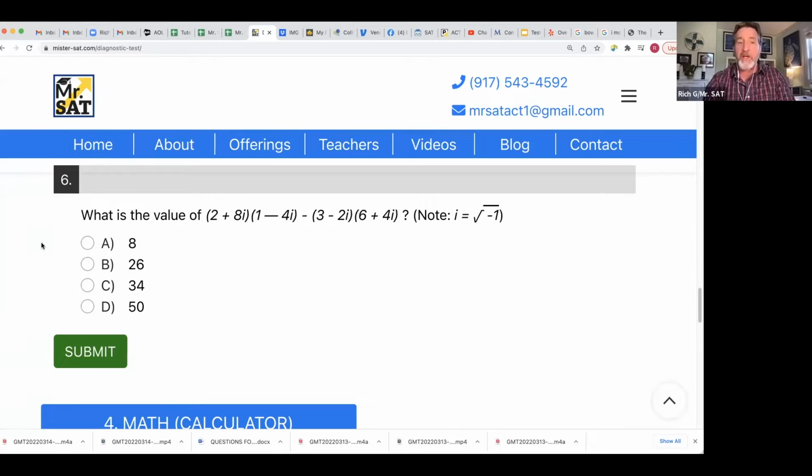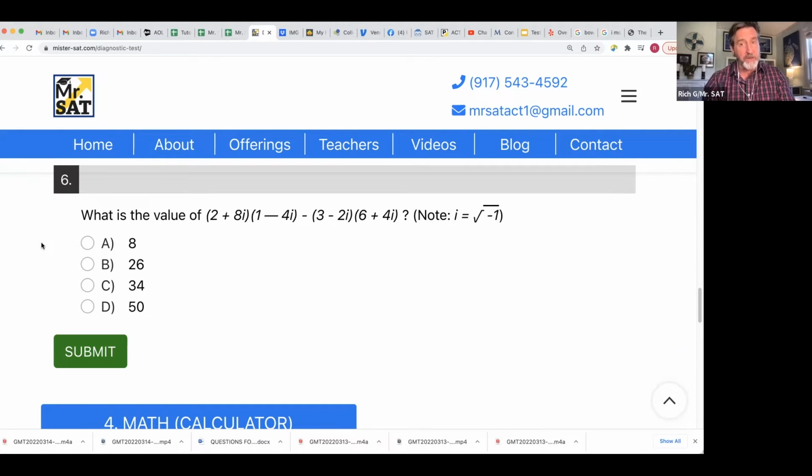Hello there, everybody, and this is the explanation to the sixth and final math problem in the Math No Calculator section on my website's short SAT diagnostic. And this is what this one says. It says, what is the value of (2 plus 8i) times (1 minus 4i), minus (3 minus 2i) times (6 plus 4i).